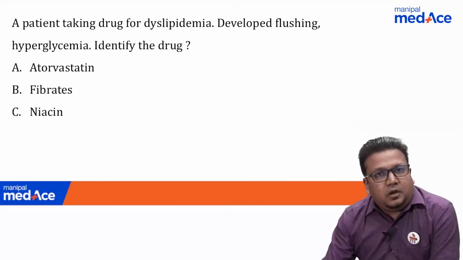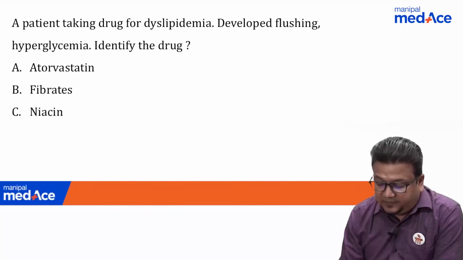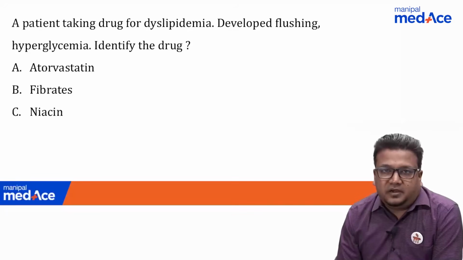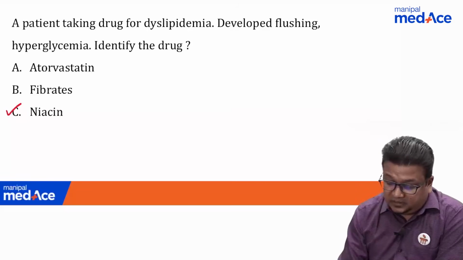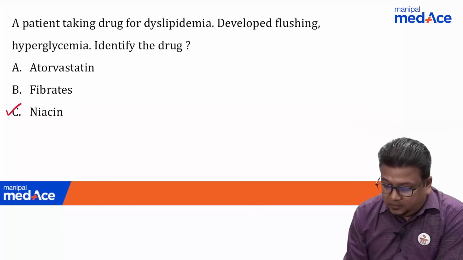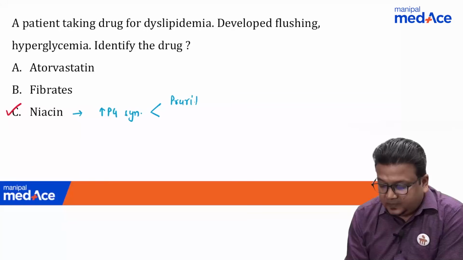Next question came from hypolipidemic drugs. A patient taking a drug for dyslipidemia developed flushing, hyperglycemia. Identify the drug. Very simple. This is nothing but our favorite niacin or nicotinamide. Now you all know niacin can increase the prostaglandin synthesis, and prostaglandin synthesis can cause pruritus or itching and flushing or warmth.